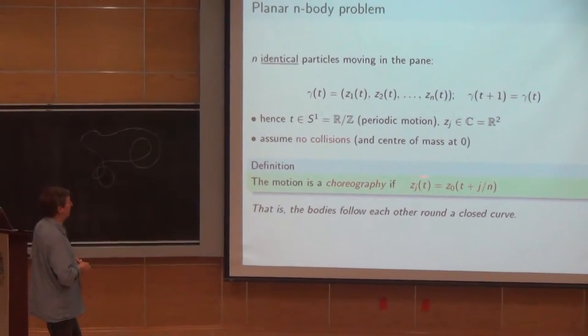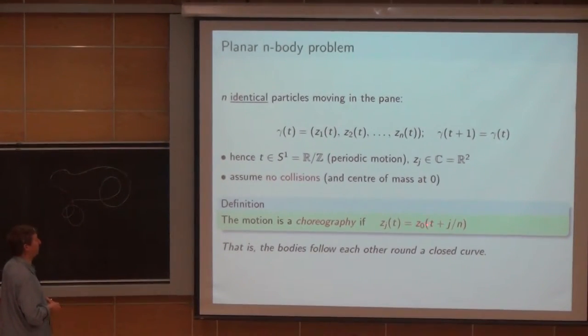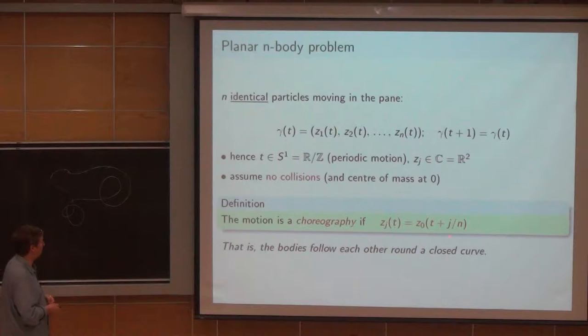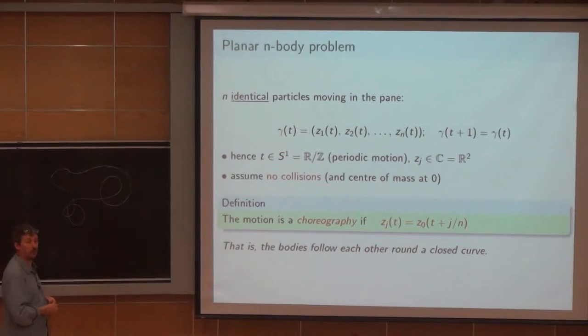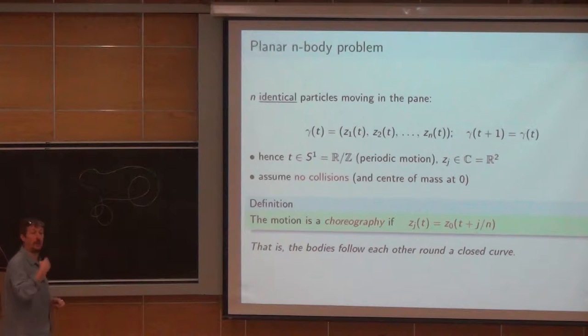So here's the condition of being choreography. So we have a curve Z0 of t, and each of these follow around the same curve with a delay of the n particles, the zeroth particle, but different numbering, it doesn't matter. The first particle is at t plus 1 over n, the second at t plus 2 over n, and so on. So they follow each other uniformly in the parametrization, uniformly around the curve.